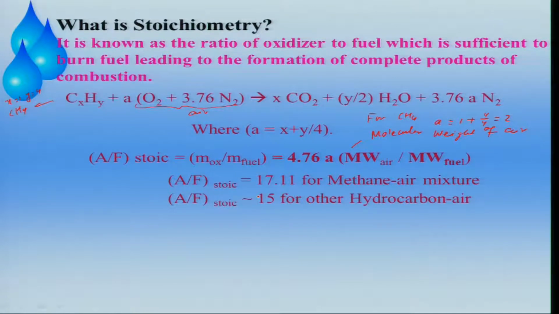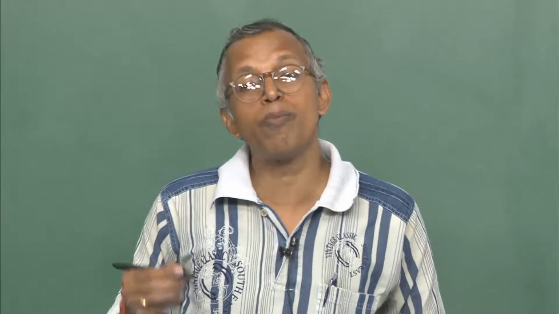Now, when you talk about this air-fuel ratio, it is basically a non-dimensional number. It is kg of fuel by kg of oxidizer if it is fuel to air. If it is the other way around, this will be kg of oxidizer divided by kg of fuel, if it is air-fuel ratio. Sometimes we need to know how far this air-fuel ratio is from the stoichiometric.